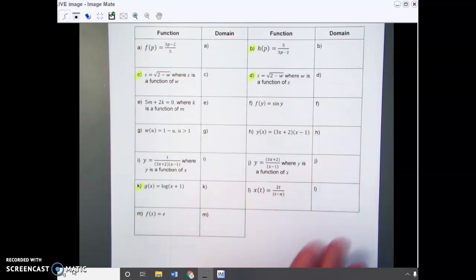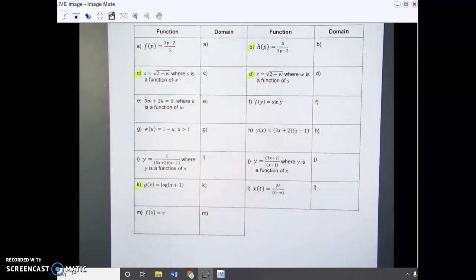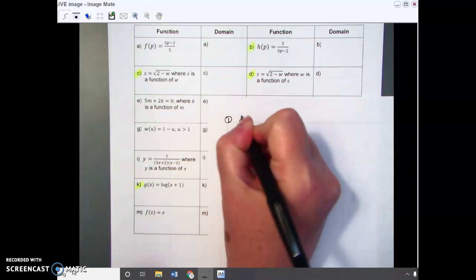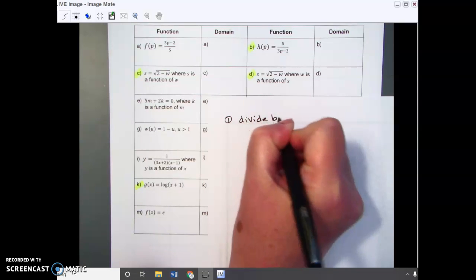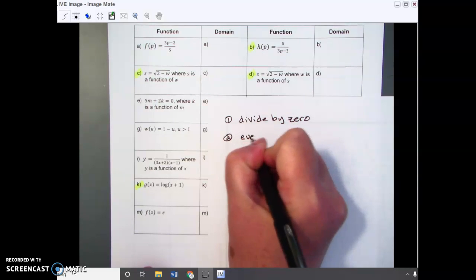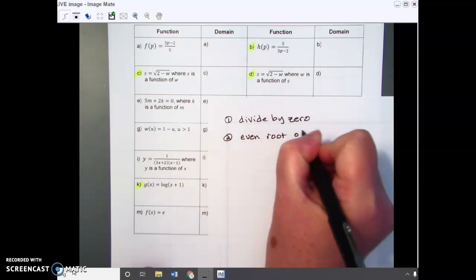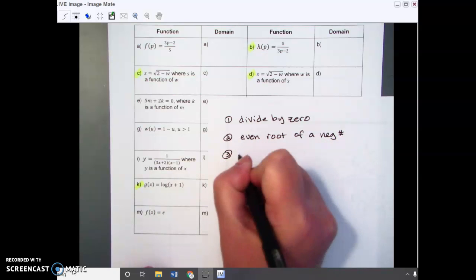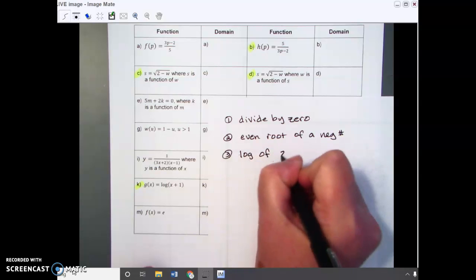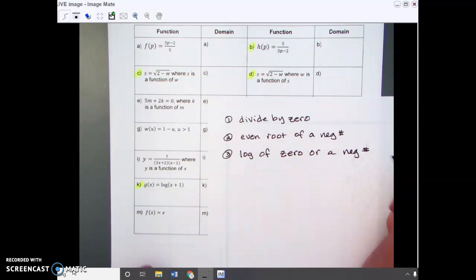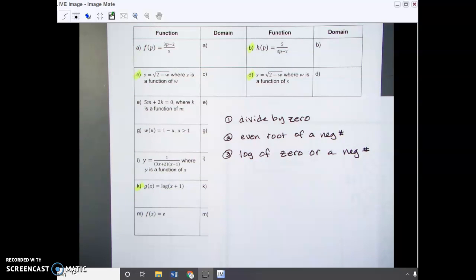And I'm going to go a little bit out of order, so I'm going to start with question K. So remember, there were three things that could cause an issue with the domain. The first one was dividing by 0. The second one was an even root of a negative number. And then finally, taking the log of 0 or a negative. These were the three things that could cause us an issue with our domain.